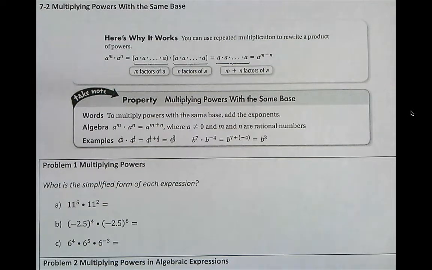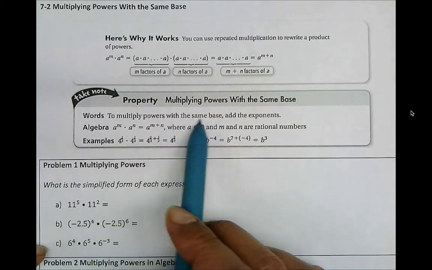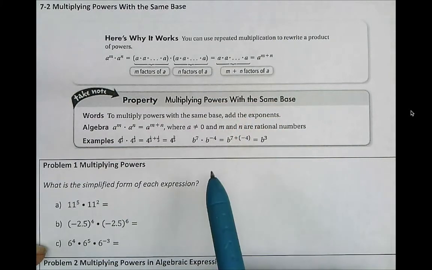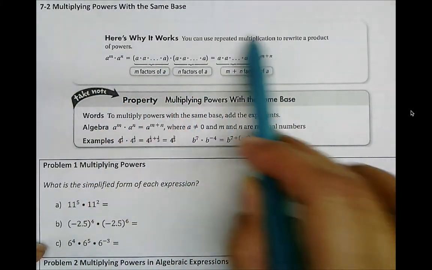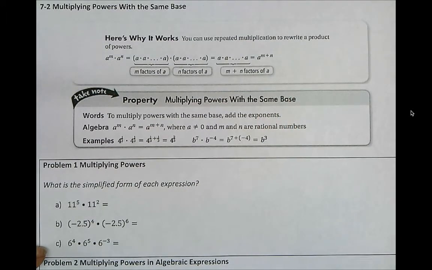In 7-2, you will learn the property of multiplying powers with the same base. The idea here is that we're using repeated multiplication to come up with a shortcut, which is: to multiply powers with the same base, add the exponents. So let's use this concept, repeated multiplication, to understand our shortcut.